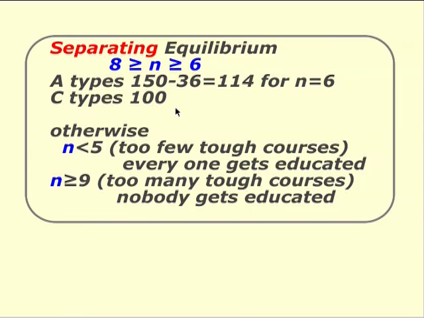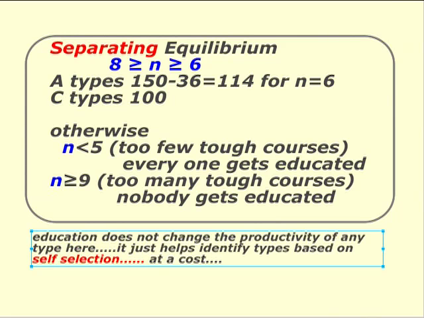If we don't find an n in that range, then what's going to happen is, if the n is too small, then everybody's going to go through the tough courses and get educated, and if n is too big, nobody's going to get educated, and then the screen won't separate out the two types. It may be that there's what's called a pooling equilibrium, which is discussed in the text, where everybody gets paid the same wage, and that they all get the education, or everybody gets paid the same wage and none of them get the education. So in the text is the discussion of these pooling equilibria.